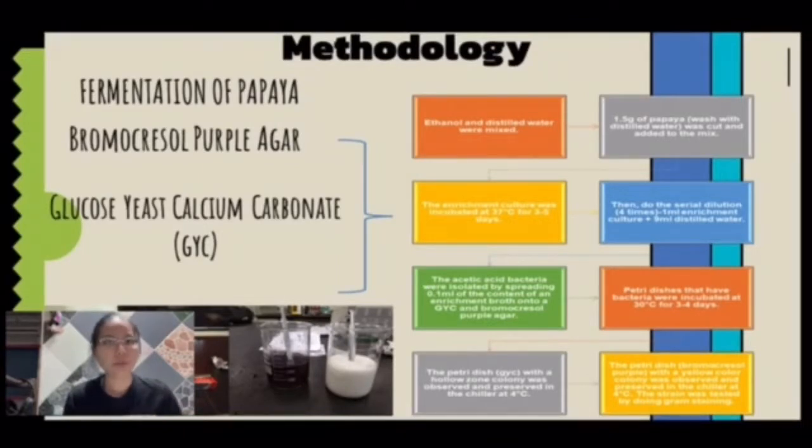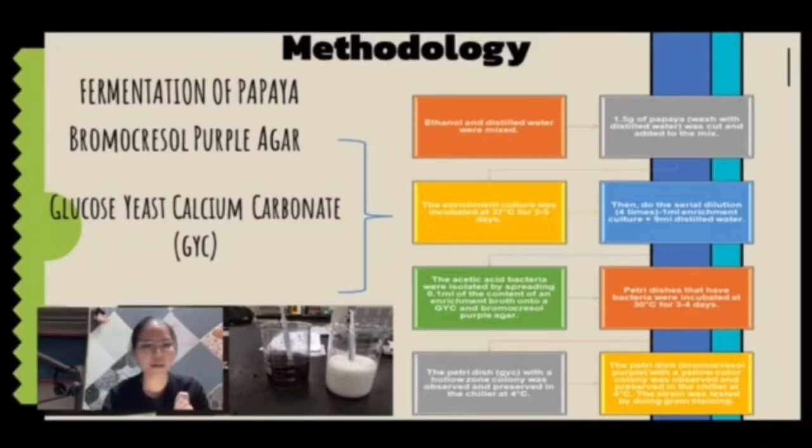In this experiment, we actually use two types of media. One of them is GYC, which stands for glucose, yeast, calcium carbonate, and the second one is bromocresol purple agar. We also use various types of materials and apparatus. I will list some here. The most common ones are the Bunsen burner, the alcohol, the petri dish, the paraffin, and the inoculation loop.